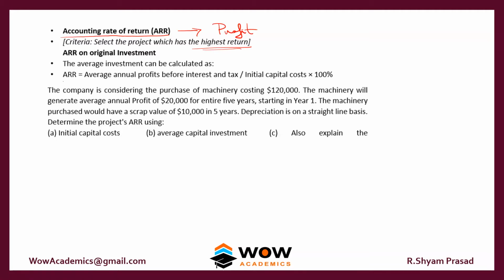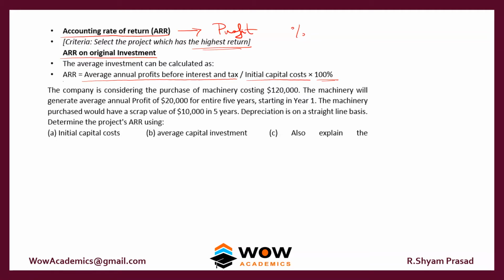Here we have two methods for solving ARR. One is called the ARR on original investment, and the formula works like this. ARR equals average annual profit before interest and tax, so it's average annual PBIT divided by initial capital cost, into 100. The answer in ARR is always a percentage.